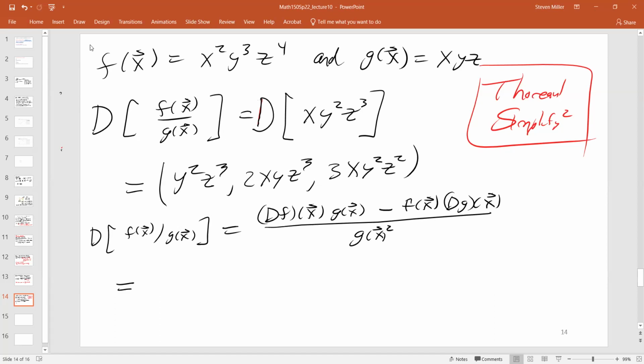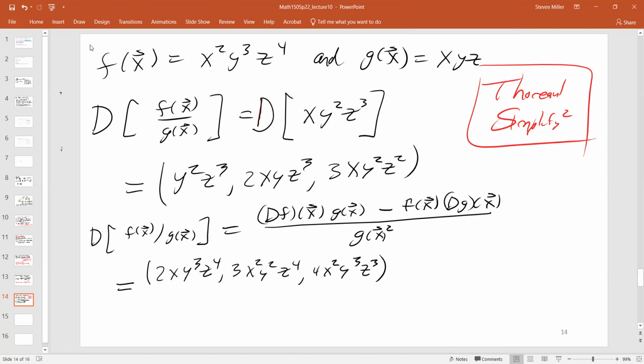All right, so now let's do this the long way. First we have to calculate the derivative of f. That's going to be a vector. What's the derivative of f? We have x squared y cubed z to the fourth. First I have to take the derivative with respect to x. What's the derivative of x squared y cubed z to the fourth with respect to x? Okay, 2x y cubed z to the fourth, then the derivative with respect to y would be 3x squared y squared z to the fourth, and then with respect to z would be 4x squared y cubed z cubed.